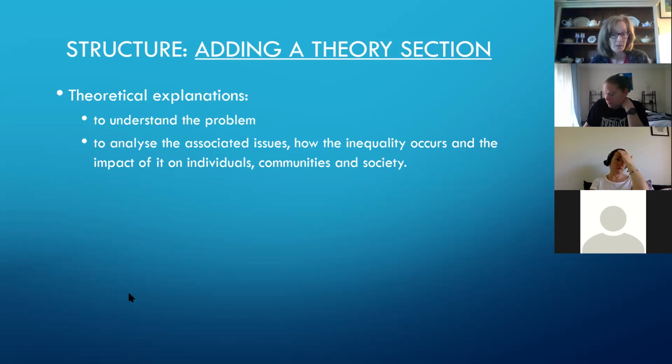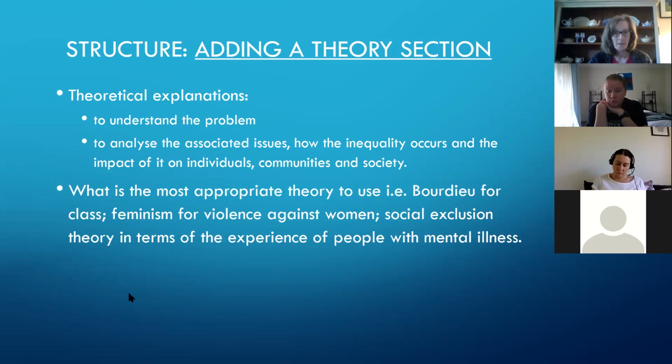So if we've got a population that's being affected by a particular type of inequality, why? Why this population? What's leading to that? What's adding to it? It's the only way we can really understand how to create meaningful change. Okay, so we want to make sure our theory aligns with our topic. So you might want to ask me about that.